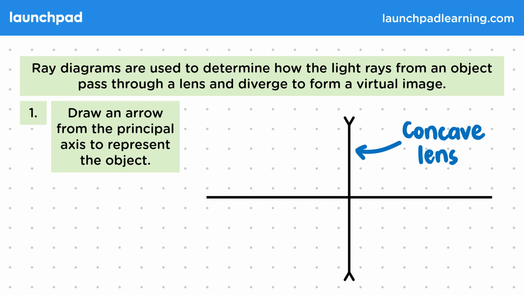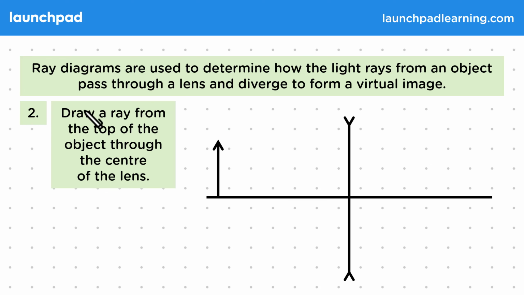Let's now see how we would draw a ray diagram to show how this concave lens would form an image. In step 1, draw an arrow from the principal axis to represent the object. By drawing the object as an arrow, we neatly show the only important information we need for the ray diagram. That is its position on the principal axis and its height above it. Though this arrow may have already been drawn in for you in an exam question.